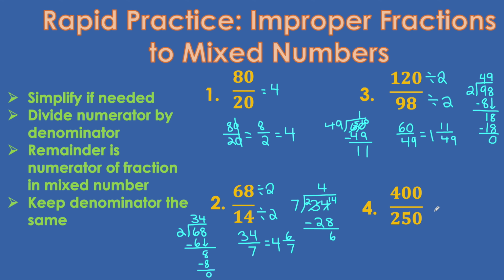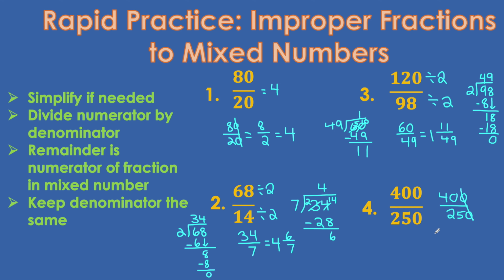Looking at our last problem, we have 400 over 250. The first example, we had zeros at the end. Looking at this fraction, we have zeros at the end too here. So we can cross out these zeros. Let's rewrite this fraction again, 400/250. Then we can cross off the zeros.